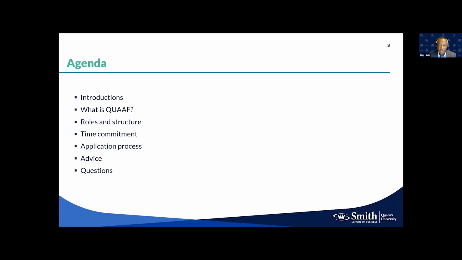A look at our agenda. We're going to do some brief introductions. We're going to discuss what is QUAAF, the different roles and the structure of the club, and the time commitment, how much time is involved on a regular basis. If you are interested in taking any one of our programs, you want to learn about how these students manage their schoolwork, group work, maybe even case competitions, and how much time they need to spend on QUAAF. What is the application process on becoming part of QUAAF? Any advice they would have for how you can become part of the club? And then again, at the end, we will save some time for any questions that you may have.